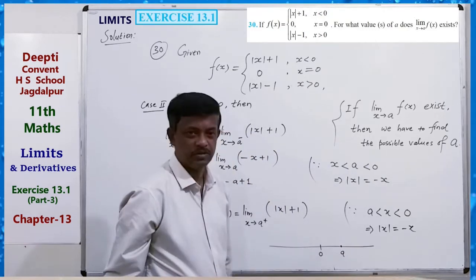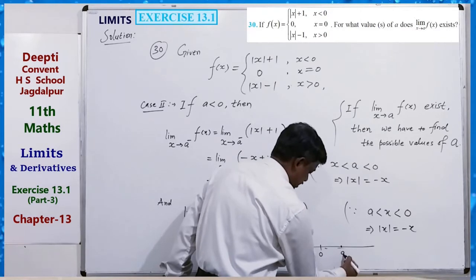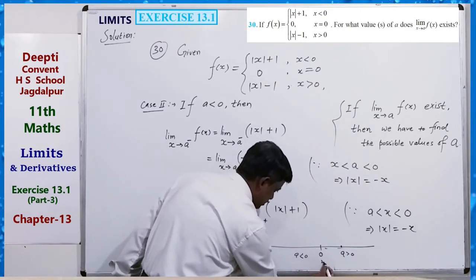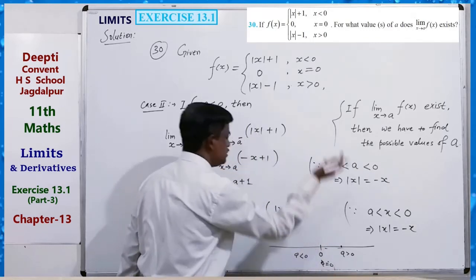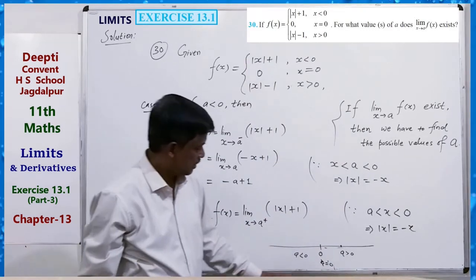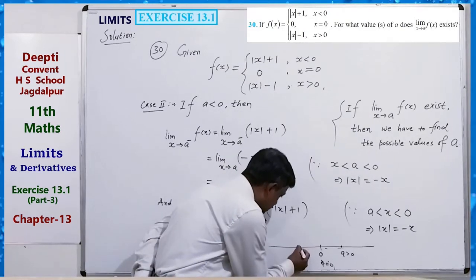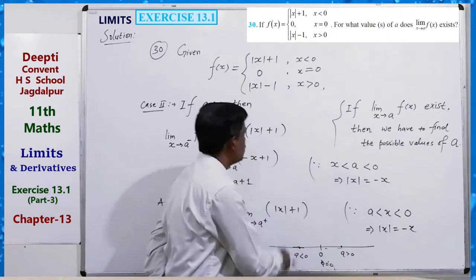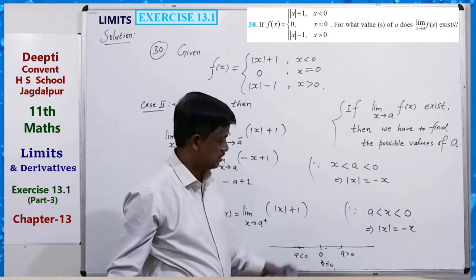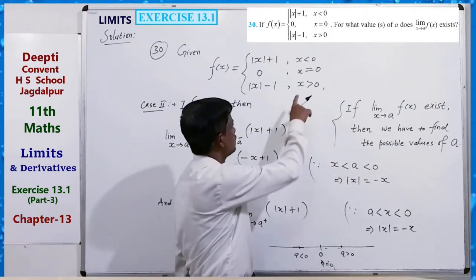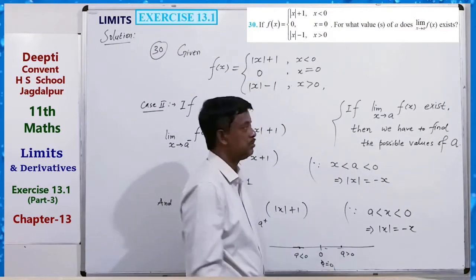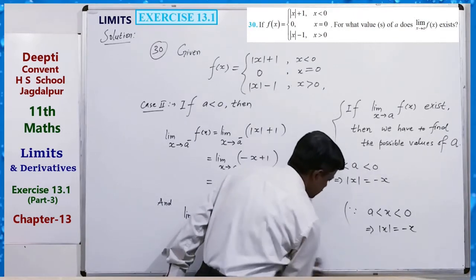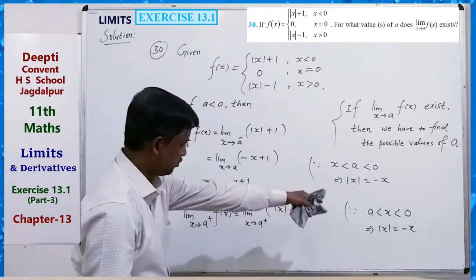This side a is greater than 0. This side a is less than 0. This is a equals 0, we have decided only. If a is here, then its left side is this, right side is this. In both cases, we use this definition for less than 0. And for greater than 0, in both cases, we use this. Okay? So, very simple. For writing, logically you have to write like this.